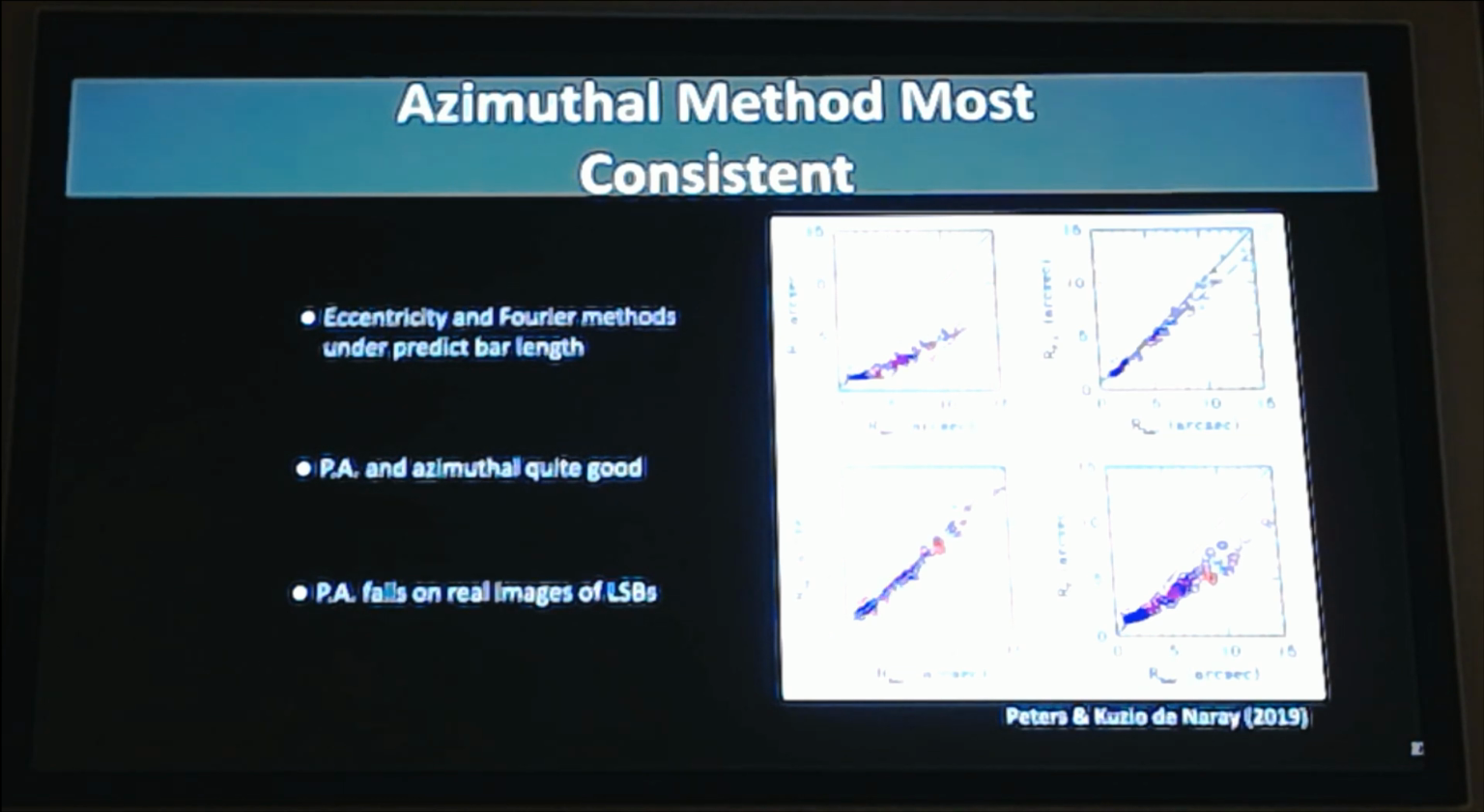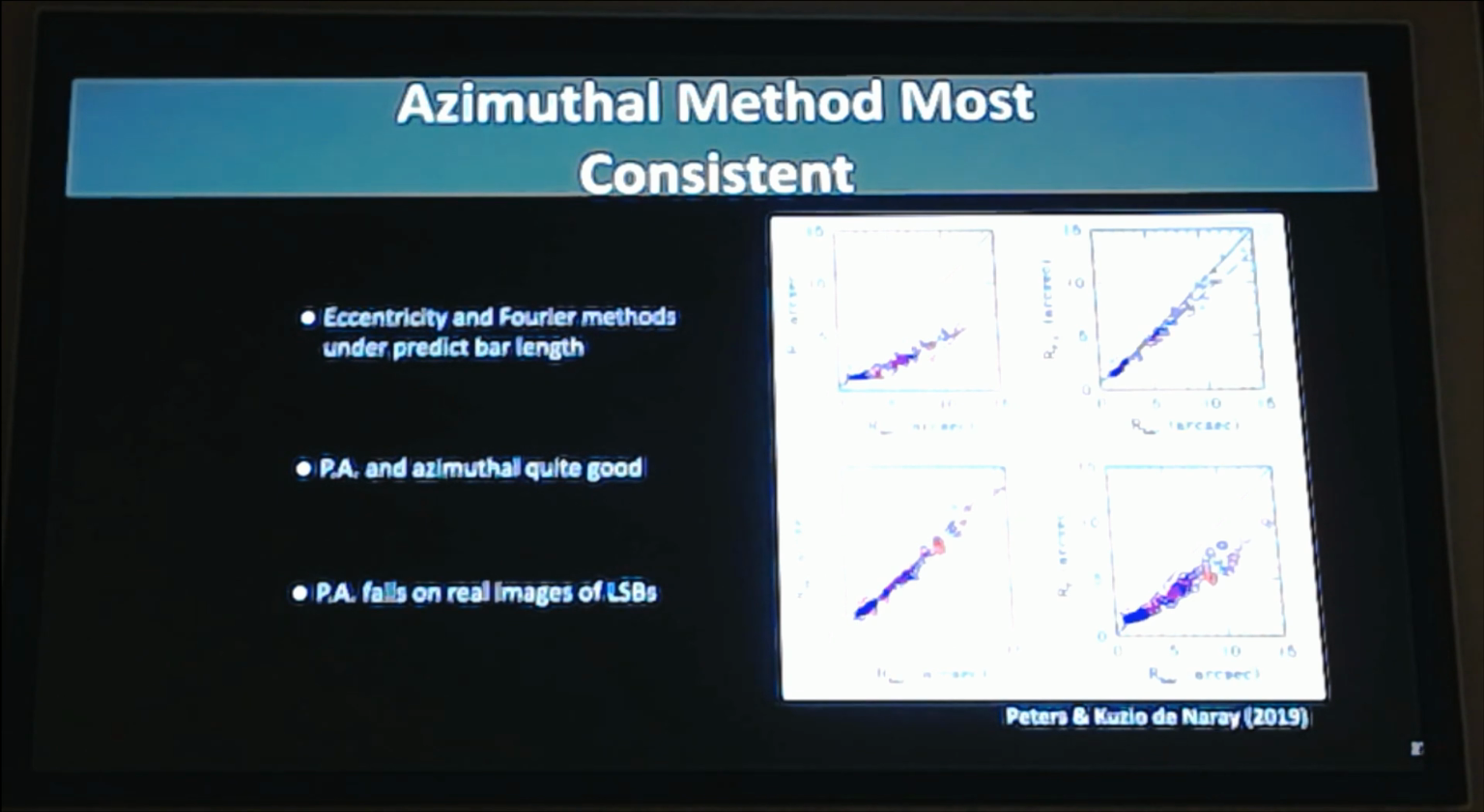And our azimuthal method performs rather well as well. They sort of fail at longer bar lengths, but we also don't have as many bars that are greater than 10 or 12 arc seconds. Now, even though the position angle method does fairly well on fake images, we already know that it doesn't do well on real images. So it might work in an idealized case, but we know it fails for real galaxies.